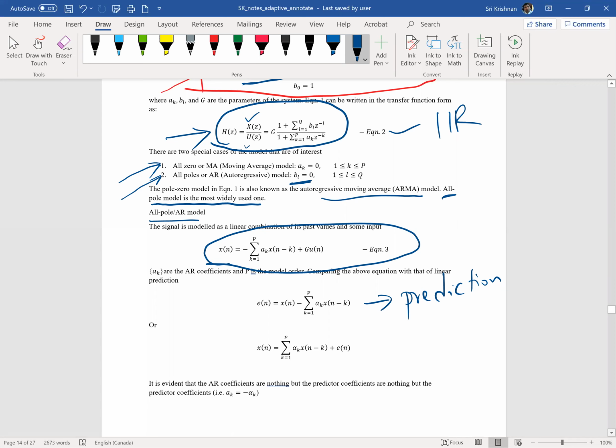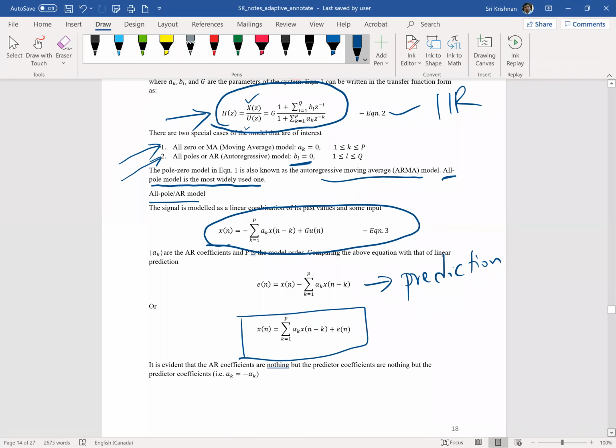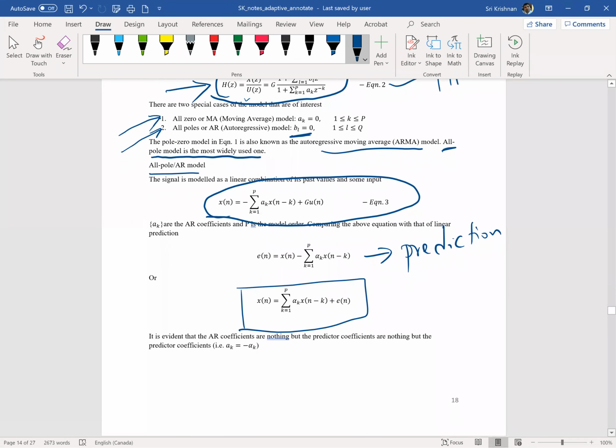Now I can rearrange this equation by just taking x(n) out and moving e(n) there. So the linear prediction equation is simply rearranged in this way. Now you see here, this is where it gets very interesting. Let's call this equation 3a. So if you compare equation 3 and 3a, what do you infer from those two?